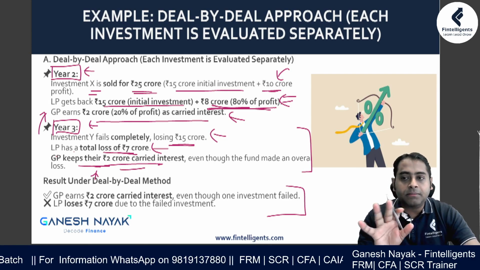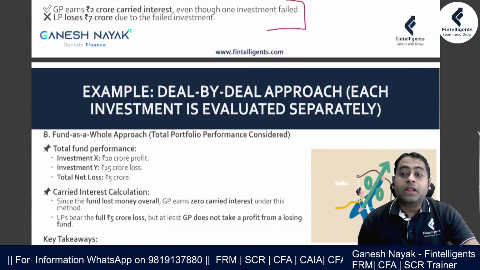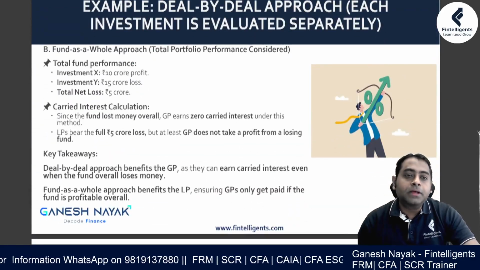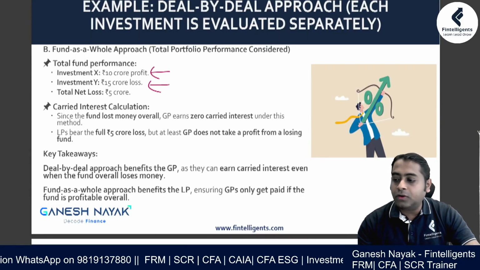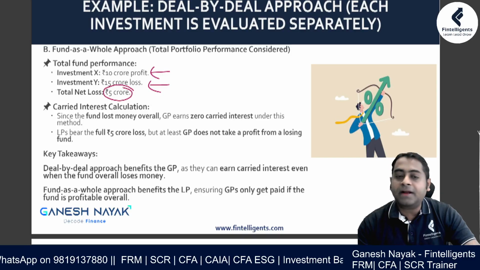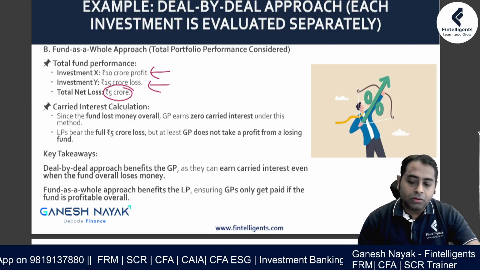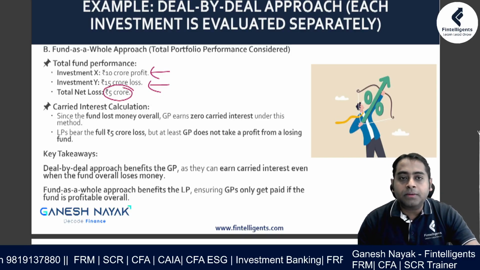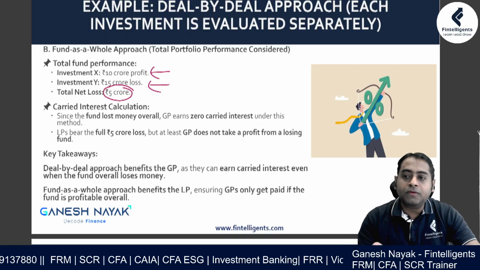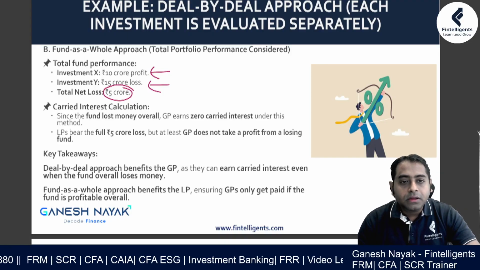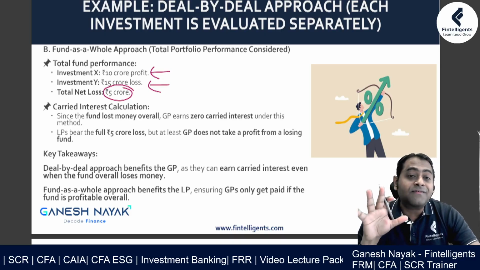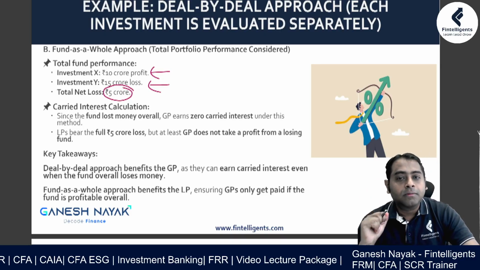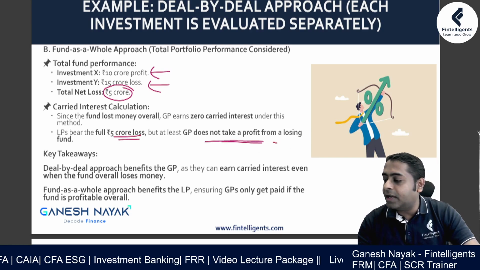Right, very easy numbers. Look at this. Now it is fund by fund. What is happening? The first investment made 10 crore profit. Second, you lost 15 crore. So what is the overall net impact? 5 crore loss. So now the LP is going to say, I am not going to pay you any profit sharing because you have lost. Right? So now in this case, the loss to LP is only 5 crore. It is not 7 crore because you're not sharing any profitability to them.